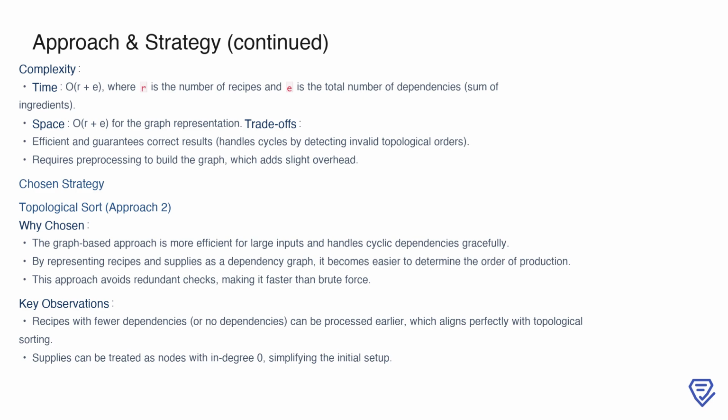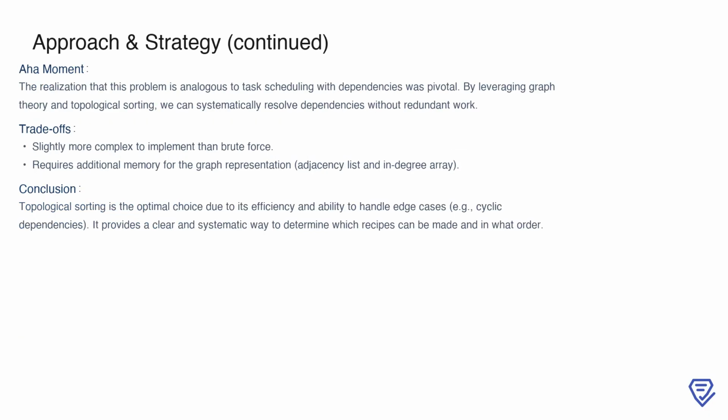Additionally, by representing the problem as a dependency graph, we avoid redundant checks. Recipes with fewer or no dependencies can be resolved first, perfectly aligning with the principles of topological sorting. This efficiency and clarity were key reasons for selecting this approach as the preferred strategy. The key insight that unlocked this solution was recognizing the analogy between this problem and task scheduling with dependencies.